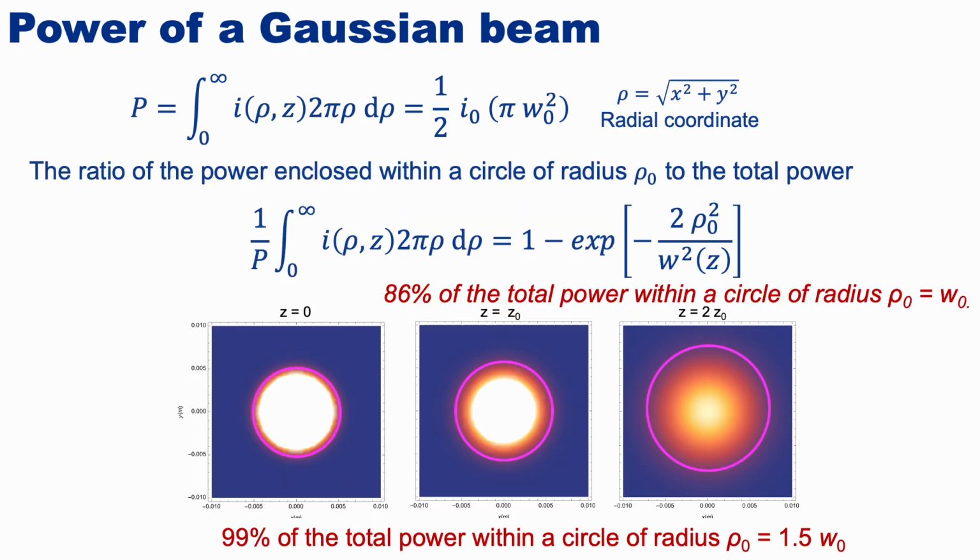So thinking about the power a little more, we always need to remember that 86% of the total power is enclosed in a radius equal to the beam waist, and 99% of the power is enclosed in a radius of 1.5 times the beam waist. So that's again a possible multiple-choice question about how much power we are enclosing within the beam waist. 86% of the power will be the answer.